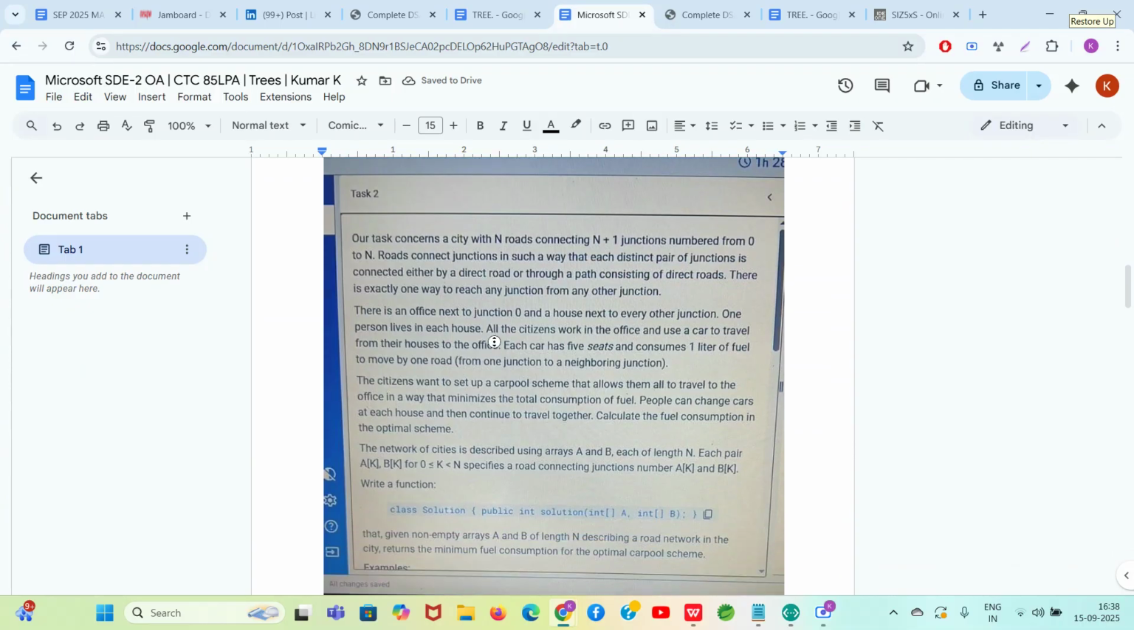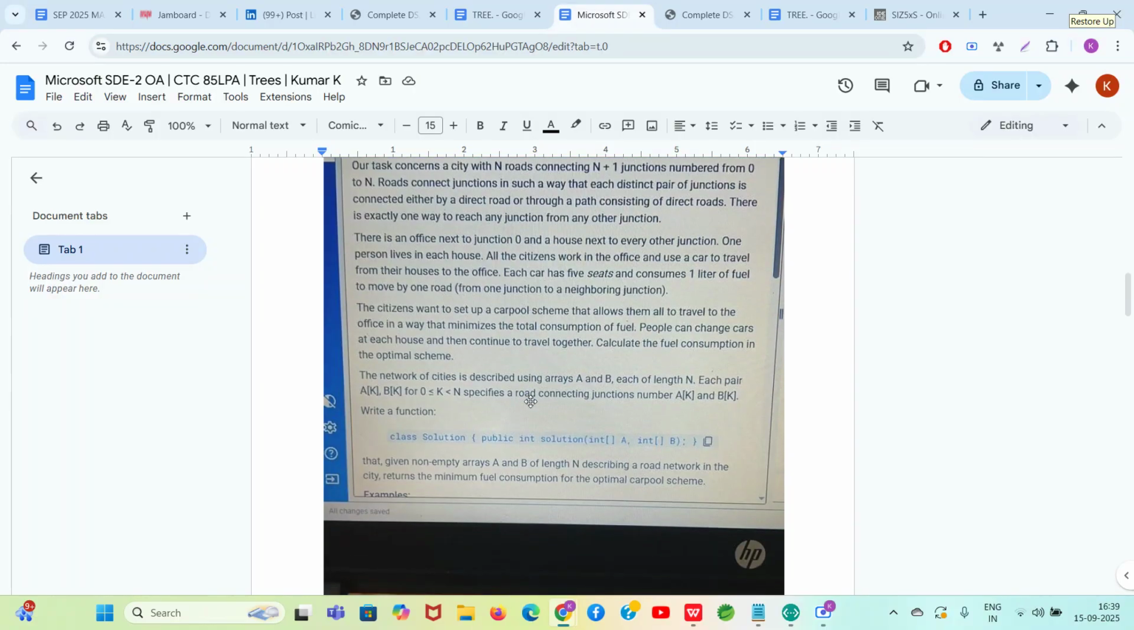Now, if I try to read the problem: our task concerns a city with n roads connecting n plus 1 junctions from 0 to n. Roads are connected in such a way that there are some houses and there are some offices. All the citizens work in the office and use a car to travel from their houses. Each car has 5 seats and consumes 1 liter of fuel to move from one junction to a neighboring junction. The citizens want to set up a carpool scheme that allows them to travel to the office in a way that minimizes the total consumption of fuel.